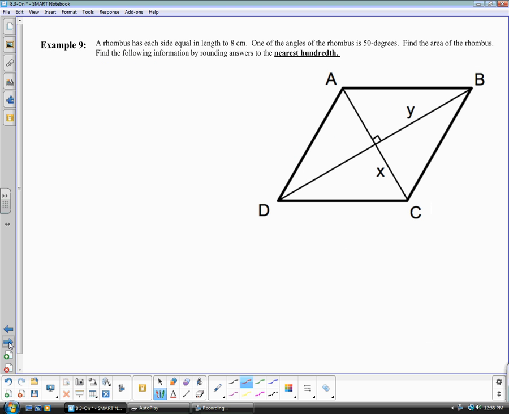Look at example number 9 on the back. This is the same type of problem. All of the side lengths are going to be 8. We know that one of the angles is 50 degrees. Well, the only angles that can be 50 degrees are D and B. So we're going to call both of those 25.